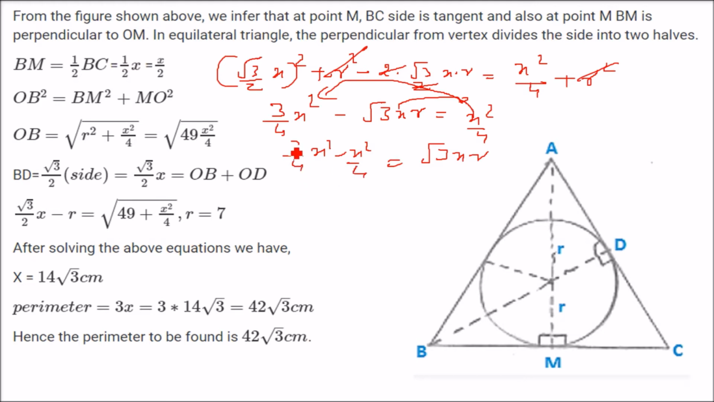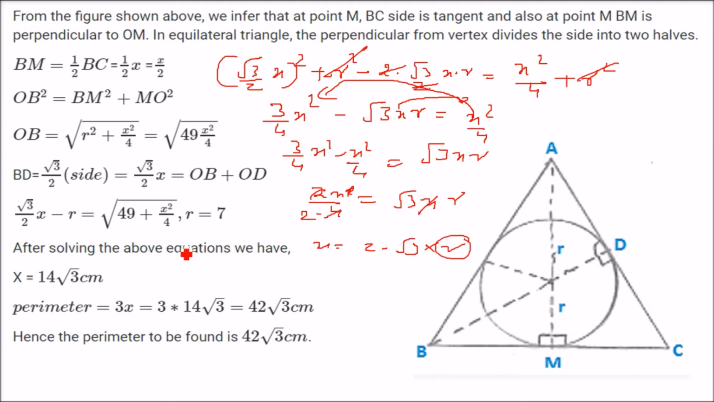Now this x² I'm taking common. You can just do it, 3 minus 1 because the denominators are same. So 3x² minus x² is 2x² by 4 equal to √3 xR. One x gets cancelled from this x. So 2 by 4 is 1 by 2, and this x is going to be 2 into √3. I'm taking 2 here, 2√3 into R.